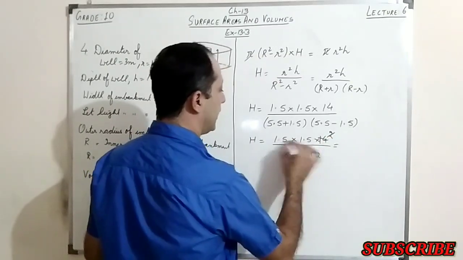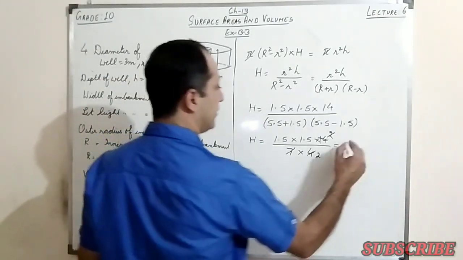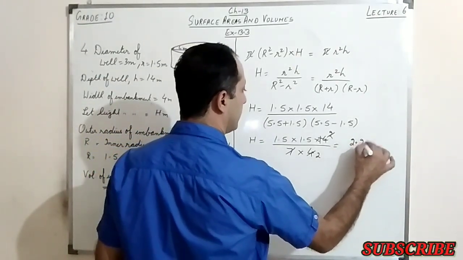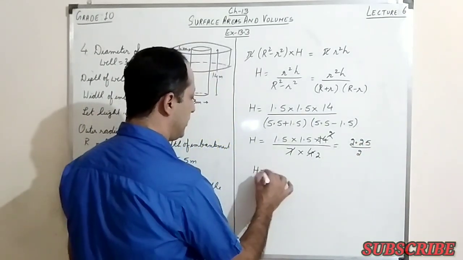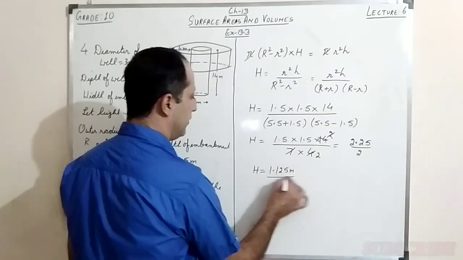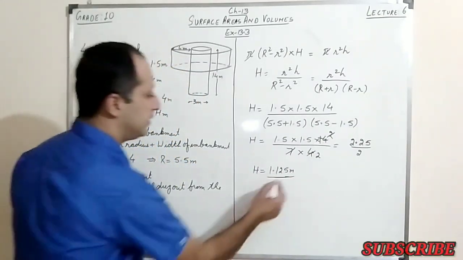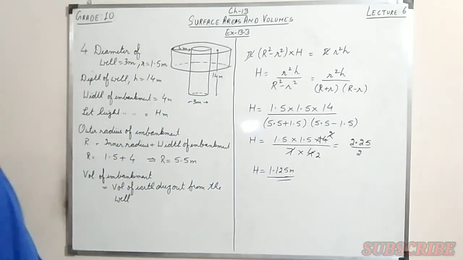So what I get, I just multiply this 1.5 with 1.5 only, and I get it as 2.25 divided by 2. So I get the value of h as 1.125 meters. So this is the height of the embankment, right? Let's go to the next question now.